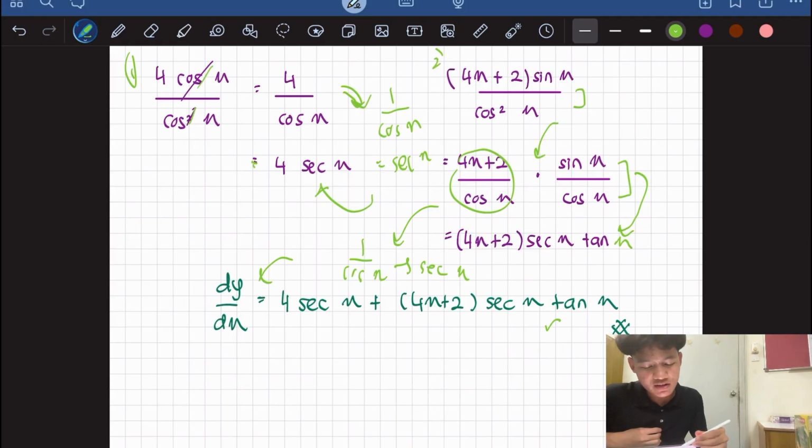For the second part, it is 4x plus 2 in bracket sin x divided by cos square x. I will also divide this into 2 parts, which is 4x plus 2 divided by cos x times sin x over cos x. So sin x over cos x is tan x. And then for 1 over cos x, it will result as sec x. So the answer will be 4x plus 2 in the bracket sec x tan x. So the final answer will be dy/dx equals 4 sec x plus 4x plus 2 sec x tan x.